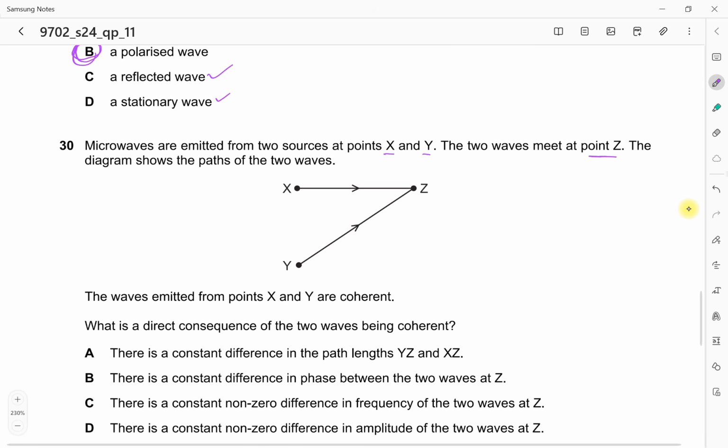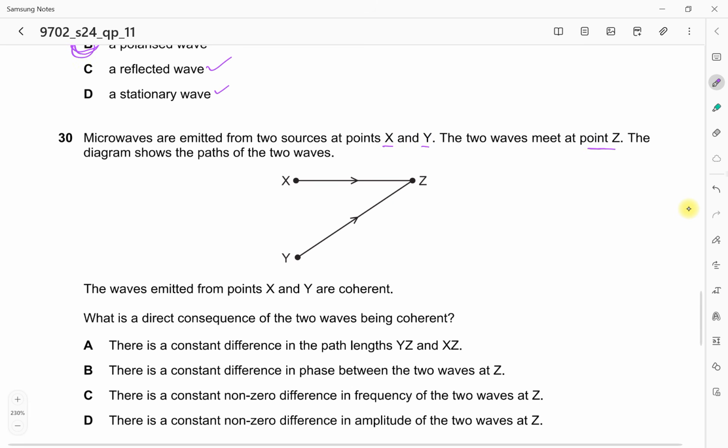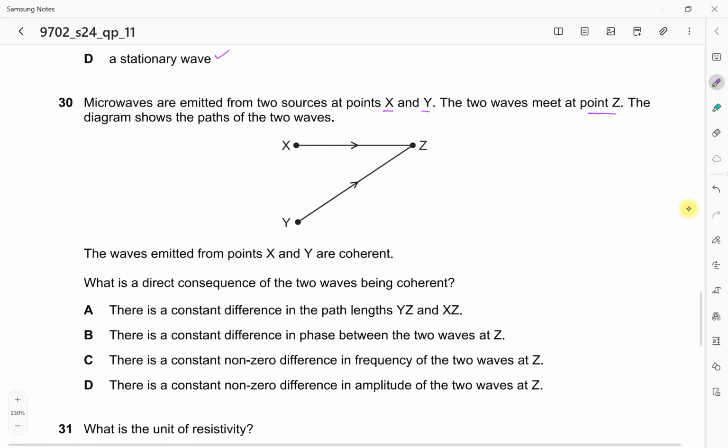The waves emitted from points X and Y are coherent. What is the direct consequence of the two waves being coherent? Of course, coherence means maintaining a constant phase difference. So if they are coherent, then they must maintain a constant phase difference between them.